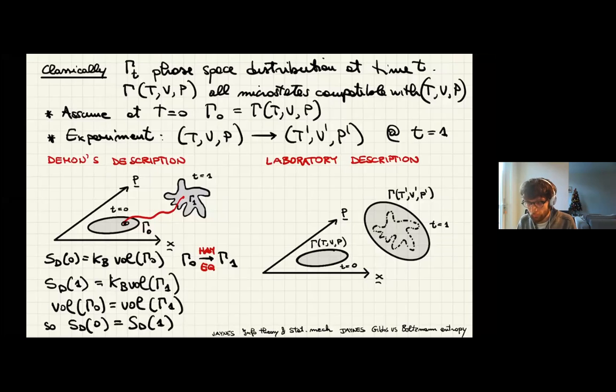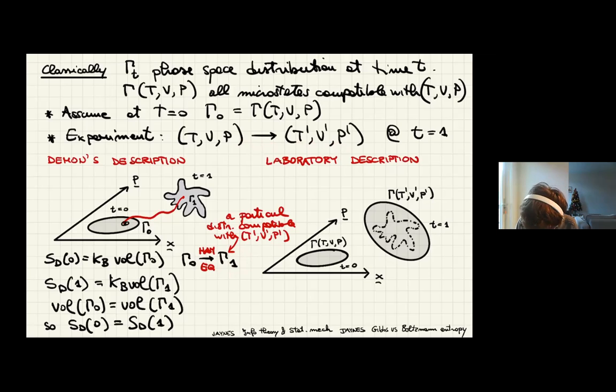And now, one last observation that we need to make is about this gamma prime here. What is this gamma prime? Well, this is a particular distribution compatible with T prime, V prime, P prime. Whatever that distribution is, it is certainly compatible with T prime, V prime, P prime because we know that the transformation that is happening is this one, and this is just described by the demon in this way.